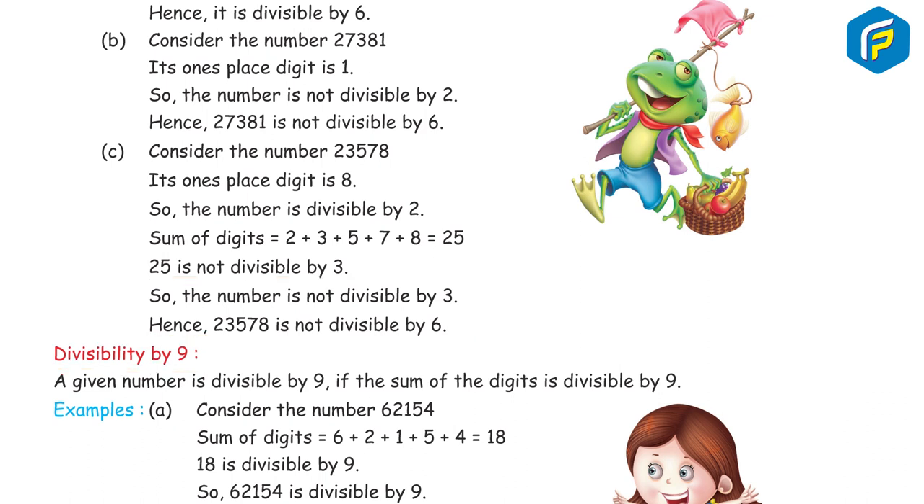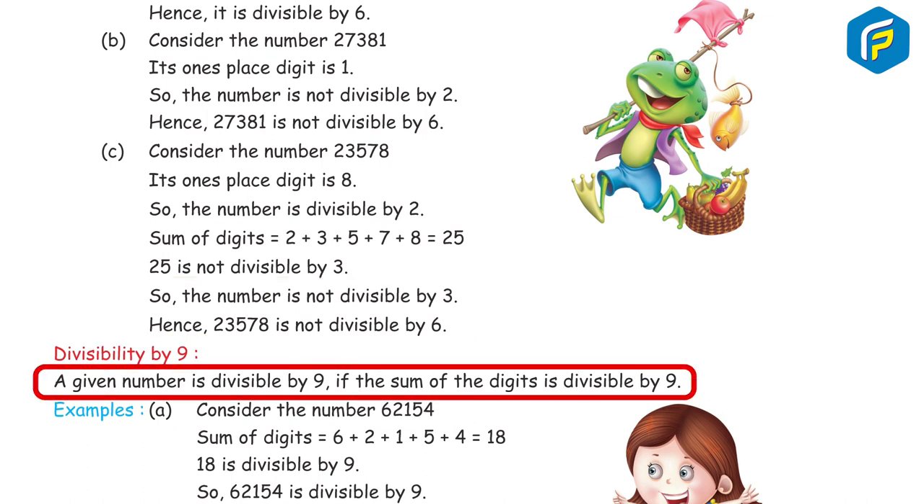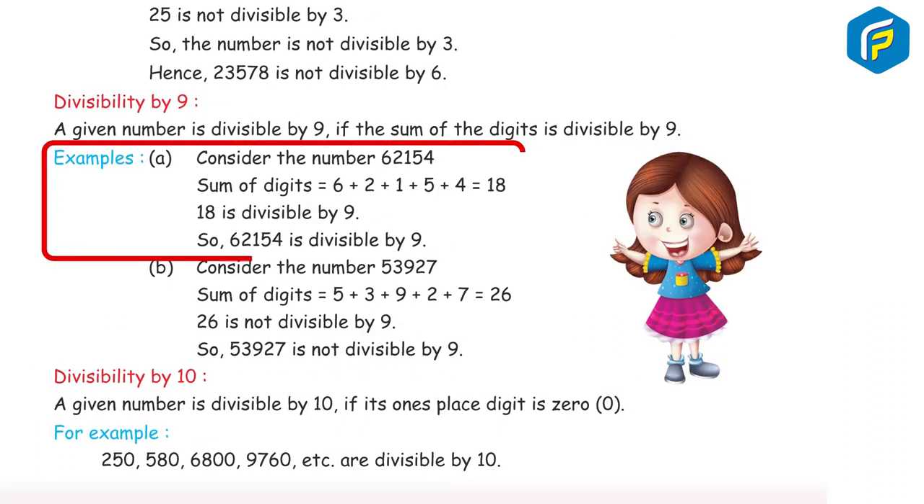Divisibility by 9. A given number is divisible by 9 if the sum of the digits is divisible by 9. Examples: A. Consider the number 62154. Sum of digits 6 plus 2 plus 1 plus 5 plus 4 is equal to 18. 18 is divisible by 9, so 62154 is divisible by 9.